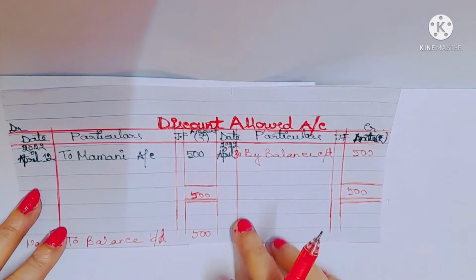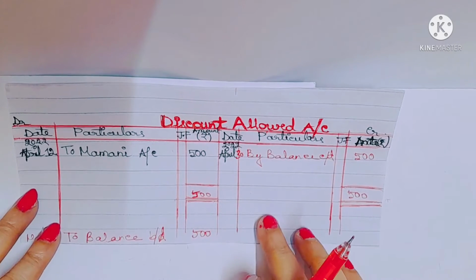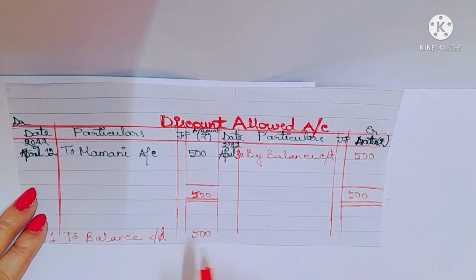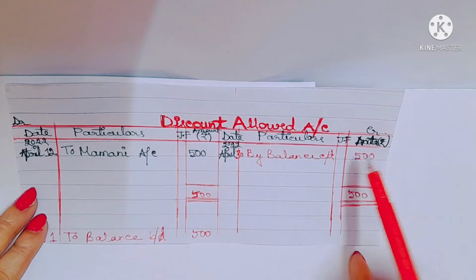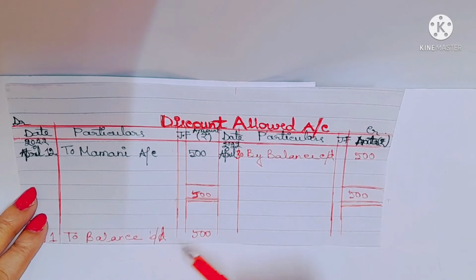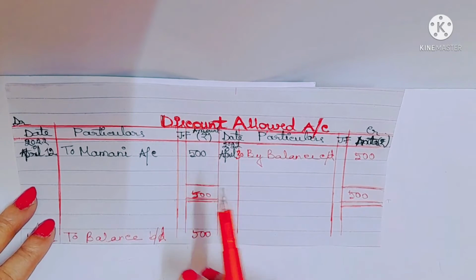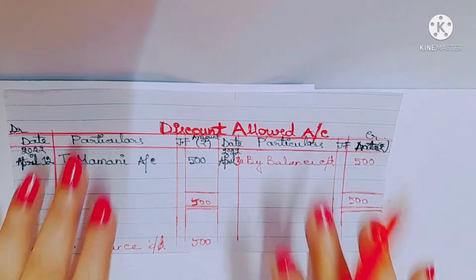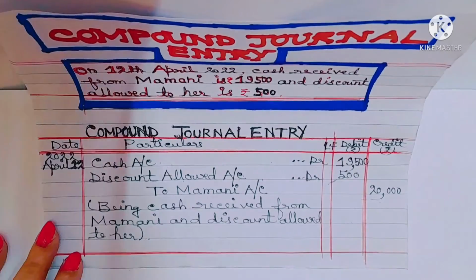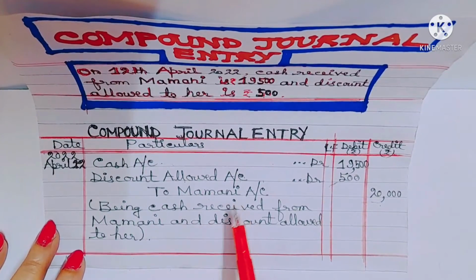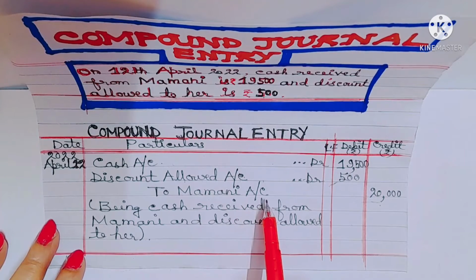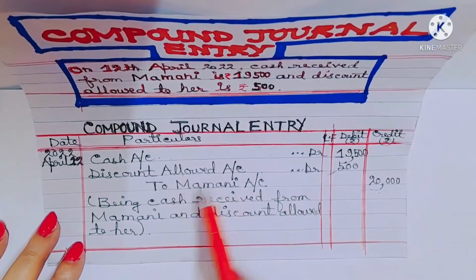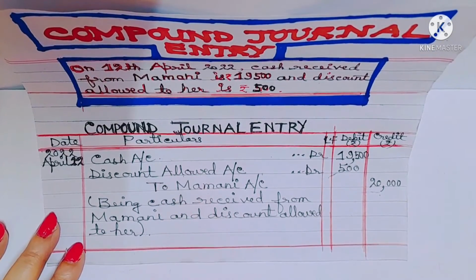Now, is the discount allowed account a debit balance or a credit balance? Obviously a debit balance because the debit side is greater than the credit side. Moreover, to balance BD is written beneath the debit total, 500. Understood? Clear? Let's do the next account. Now see, we'll prepare the Mamuni account. Mamuni is on the credit side. So who is on the opposite side? Two accounts: the cash account and discount allowed. Understood?